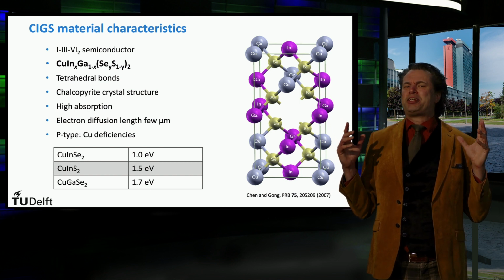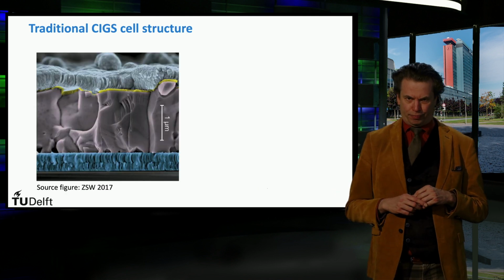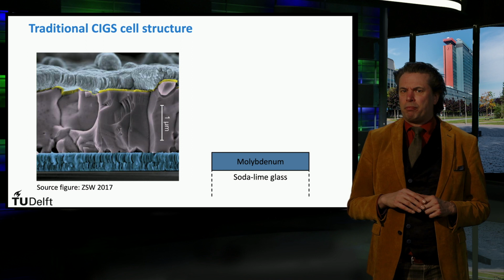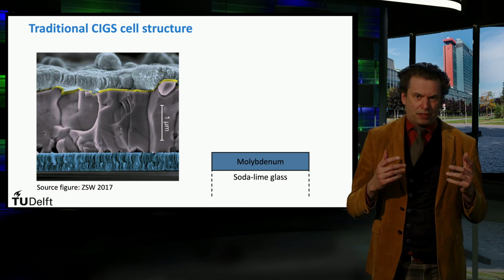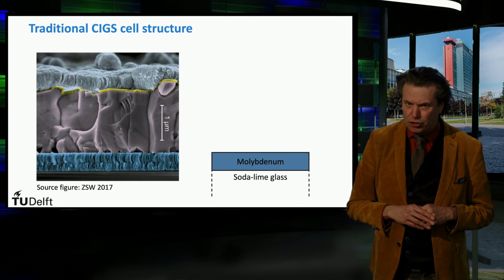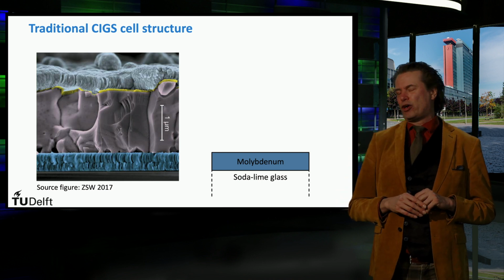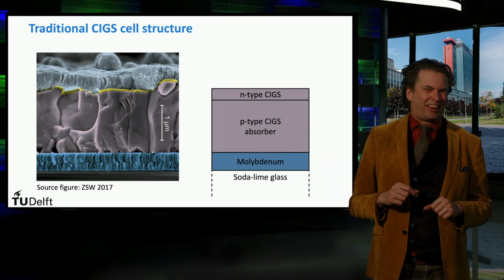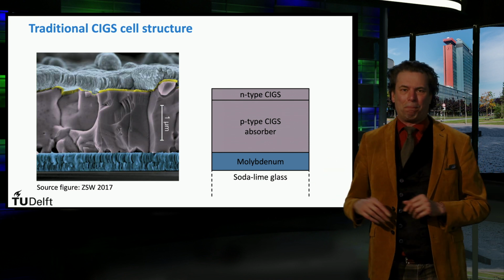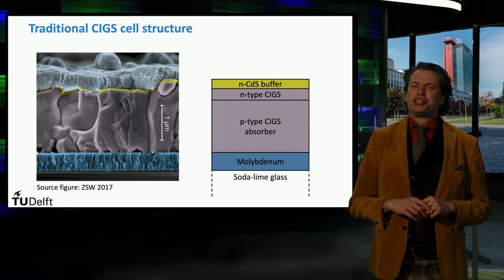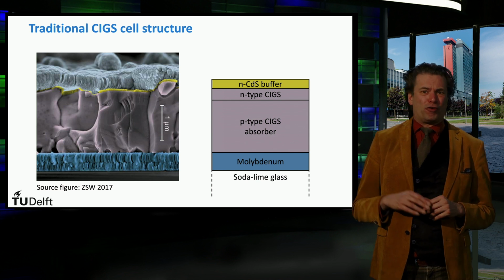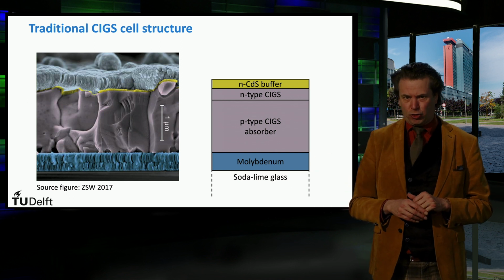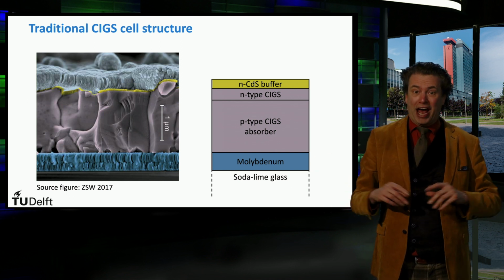Let's look at a typical CIGS solar cell structure. The substrate is glass. On top of the glass, a molybdenum layer with a typical thickness of 1 micron is deposited, which acts as the back contact. On that, the p-type CIGS absorber layer is deposited with a thickness ranging from 2 up to 4 microns. The p-n junction is formed by a thin n-type layer of around 50 nanometers on top of the p-type CIGS that is based on cadmium sulfide. This layer is referred to as the buffer layer.